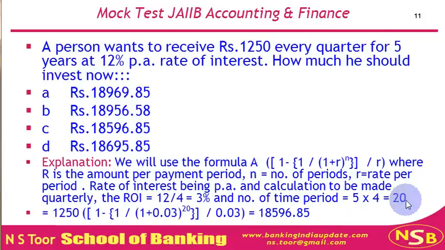Now we can make the calculation. So 1250, 1 divided by 1 plus rate of interest raised to power period. So rate of interest is 3%, written as 0.03. Time here is 20 quarters, and here again rate of interest. When we make this calculation, we get this amount, 18,596.85 paisa. So here is our answer. Option C is our answer.